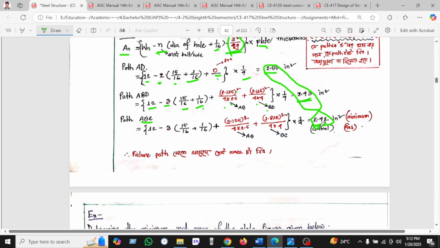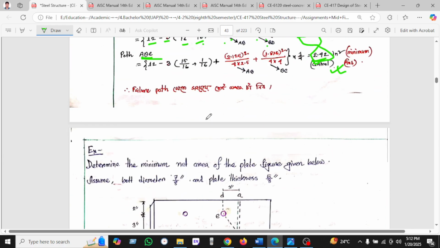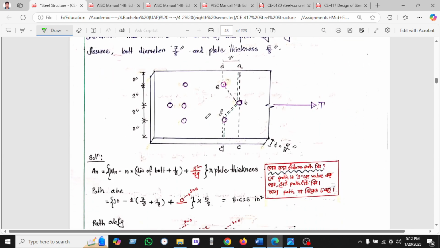We have been seeing the minimum is 2.43, so the minimum will be the control. That's why the failure will occur in the minimum path. That's why we will consider the path A, B, C. Okay, let's see another example.